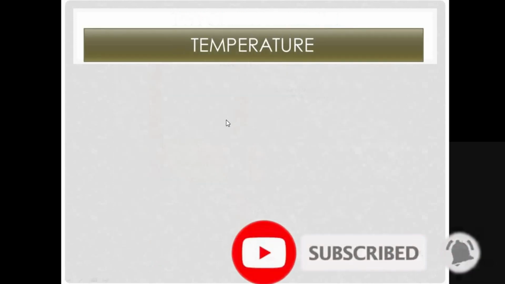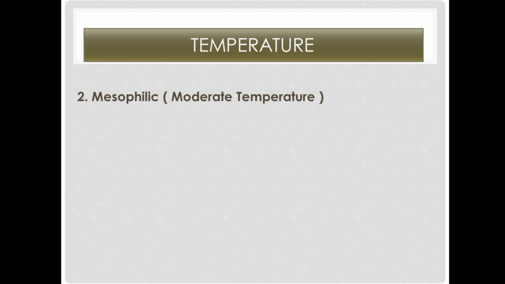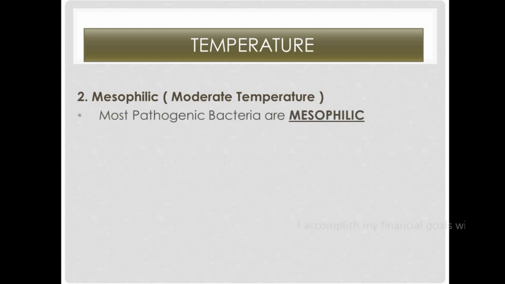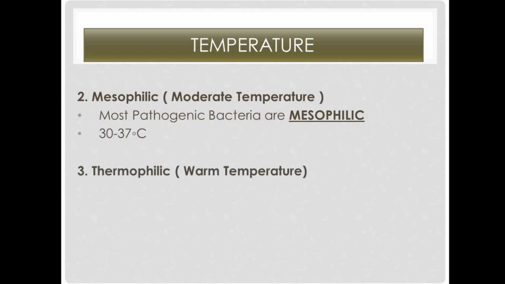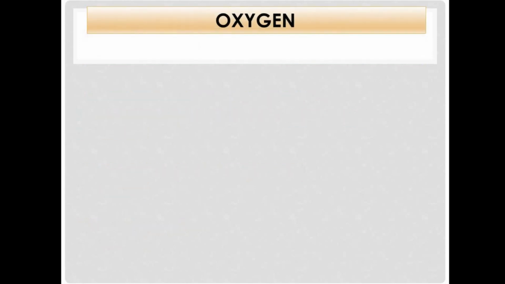Okay? Yun. So, next is the mesophilic or the moderate temperature. Most pathogenic bacteria are mesophilic. Please take note, don't forget that most pathogenic bacteria are mesophilic. Pathogenic meaning it may cause harm to our body. They live at 30 to 37 degrees Celsius. Next is the thermophilic or the warm temperature, 50 to 60 degrees Celsius. And the hyperthermophilic, the microorganisms that live at 80 to 110 degrees Celsius.